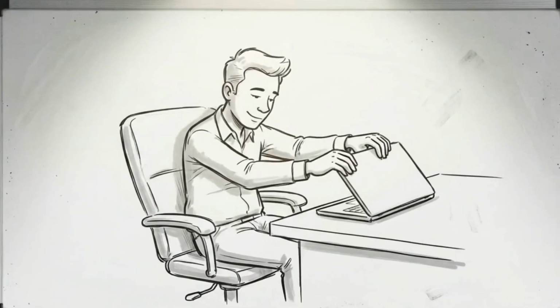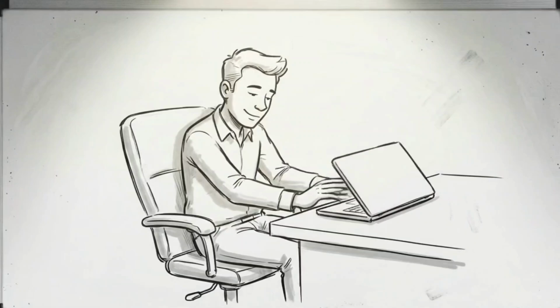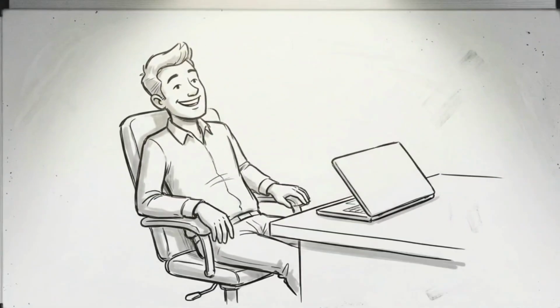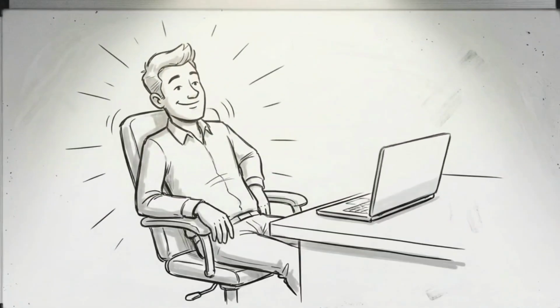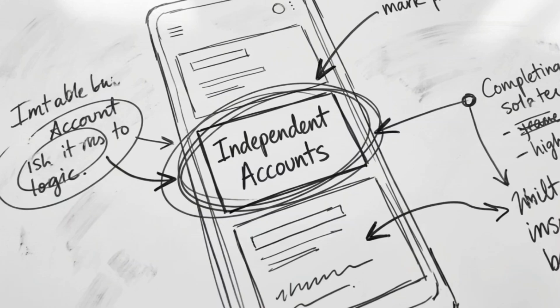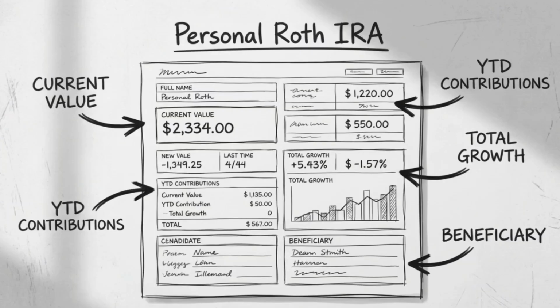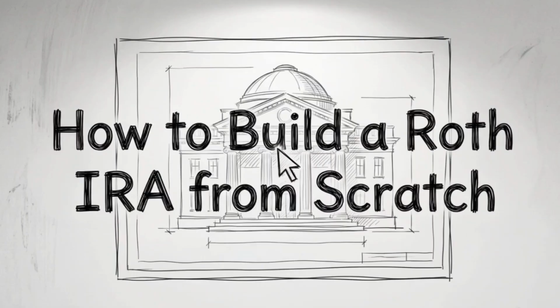But optimizing your employer plan is only the first foundational block in building a completely tax-free retirement fortress. To gain full control, you need a separate, tax-free bucket of money that operates entirely outside of your employer's control, a personal Roth IRA. To continue setting up your system, click the video on screen titled How to Build a Roth IRA from Scratch.